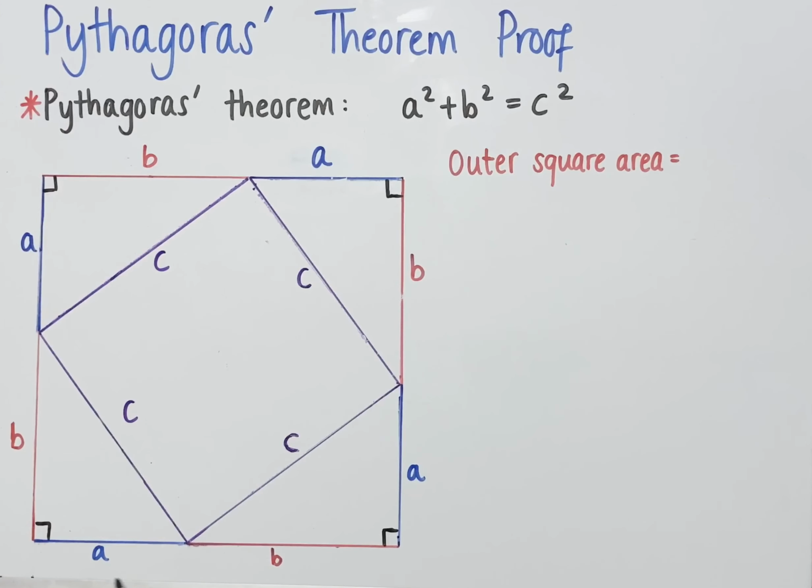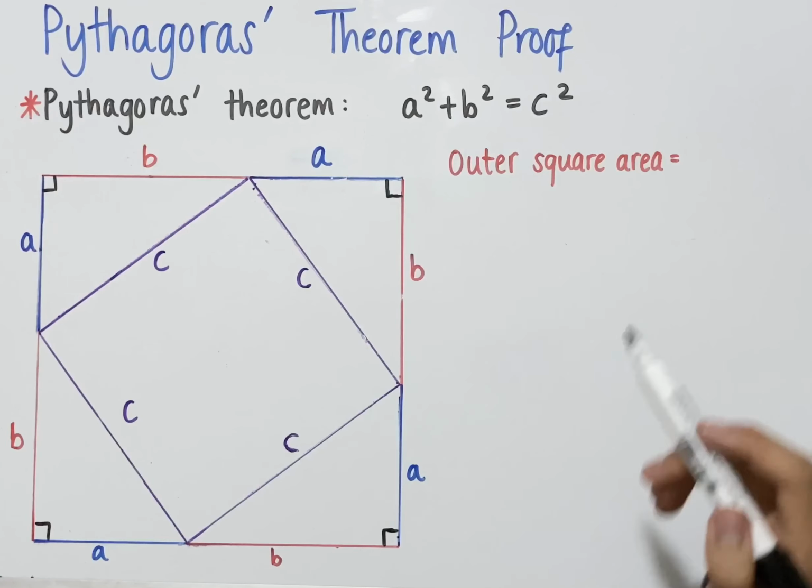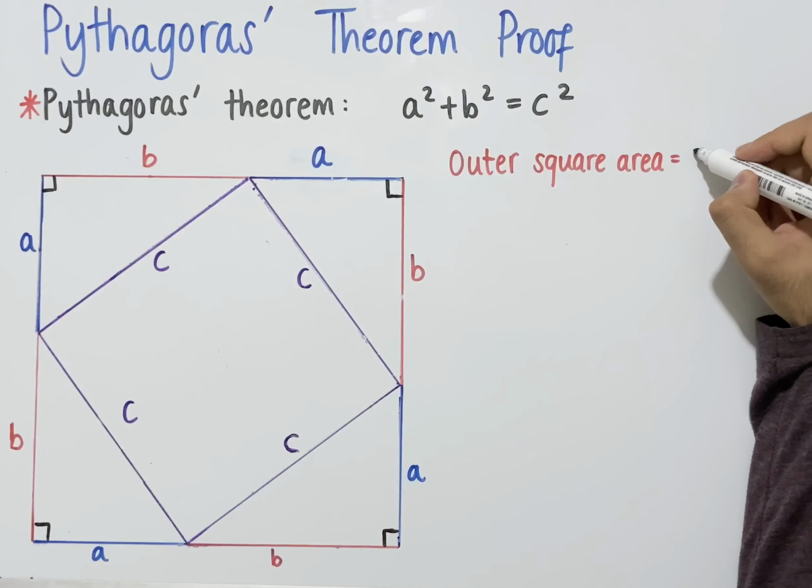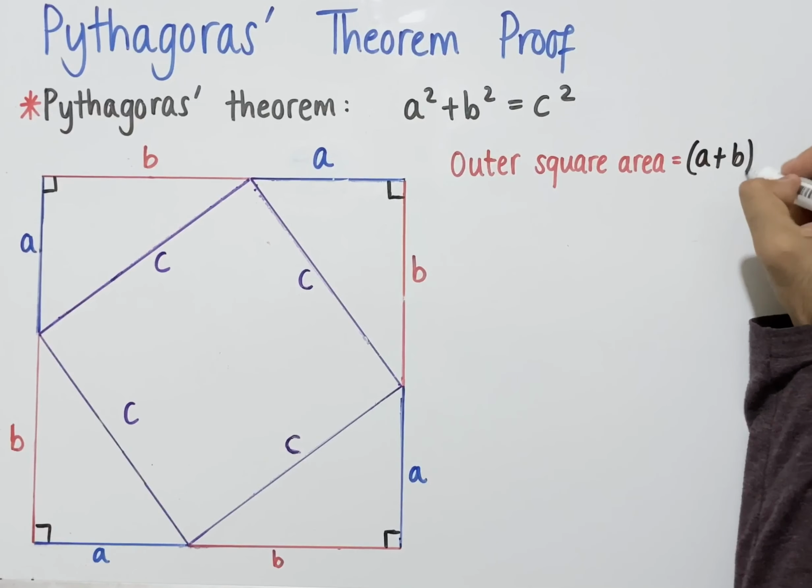So if we look at the base of the square, we have a plus b, which gives us the total side length for the base, and the perpendicular height is given by a plus b as well. And so therefore, the outer square area is equal to a plus b times a plus b, or in other words, a plus b squared.